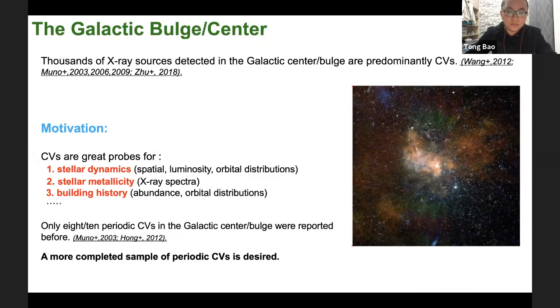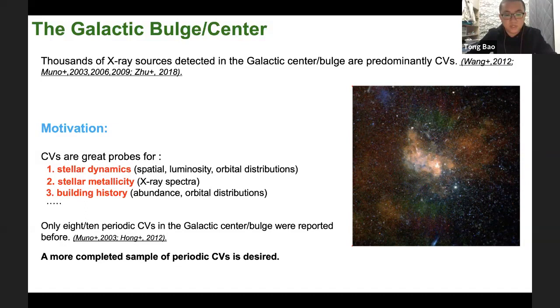So now for our galaxy, in environments like the Galactic Center and the Galactic Bulge, the X-ray observations trace close binaries like CVs, neutron star binaries, and black hole binaries. And the stellar populations in this environment could be very different thanks to the higher stellar density and the presence of the supermassive black hole. So most of these X-ray sources are classified as CVs due to the higher abundance of white dwarfs compared to neutron stars and black holes. So the large set of CVs serve as great probes for the parent stellar population, like dynamics, metallicity, and building history, based on their luminosity range, orbital distributions, and the X-ray spectrum.